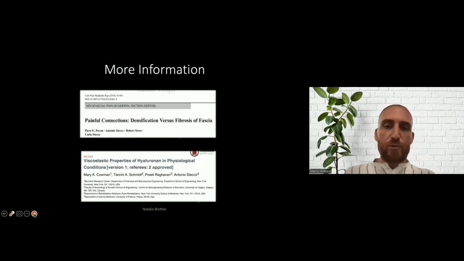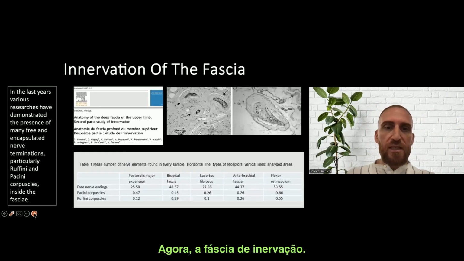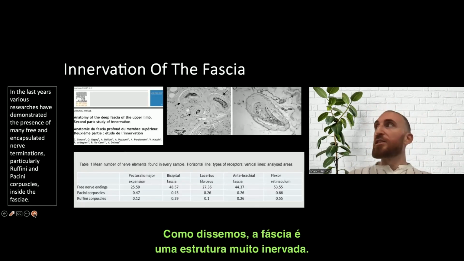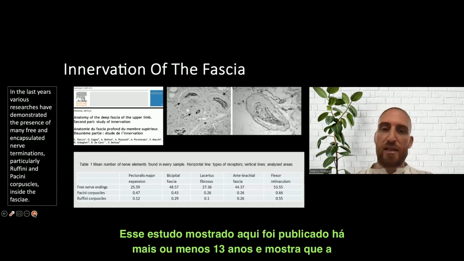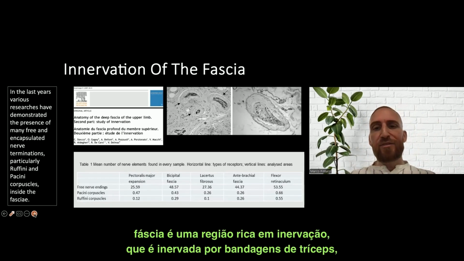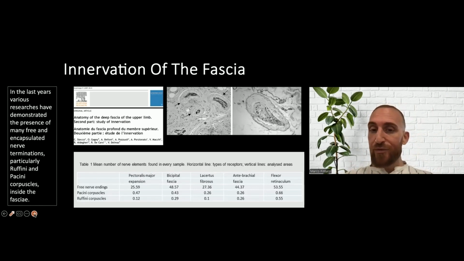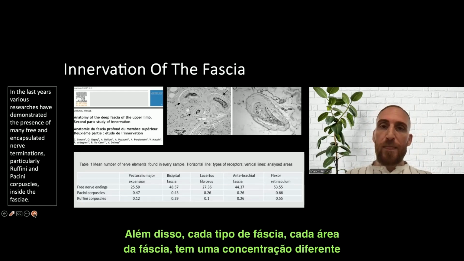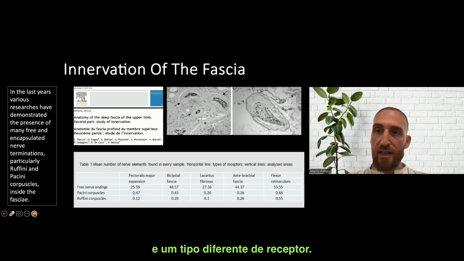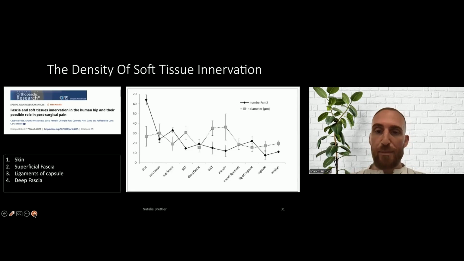So, next one. Now, the innervation of the fascia. As we said, the fascia is a very innervated structure. This study shown here was published around 13 years ago, showing that the fascia is richly innervated by free nerve endings, but also mechanoreceptors such as Pacini and Ruffini. And also, each type of fascia, each area of fascia, has a different concentration and different type of receptor.